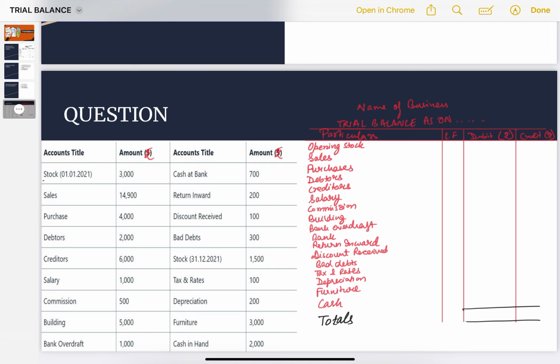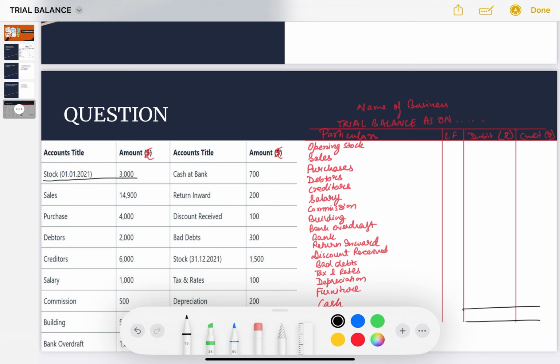Now, coming to opening stock. Opening stock is an asset for us. So the balance of that will be written in the debit column. Similarly, sales is an income for us and incomes are to be credited. We need to put the value of sales in the credit column. Purchases are an expense for us. So, it will be put in the debit column.